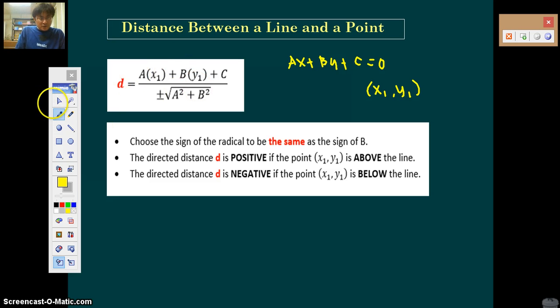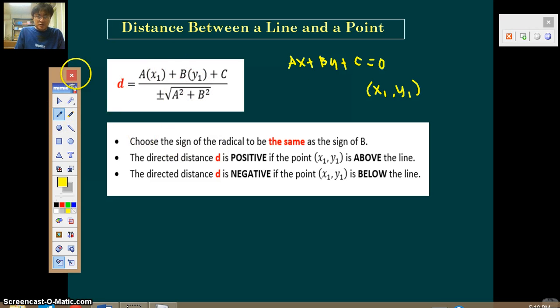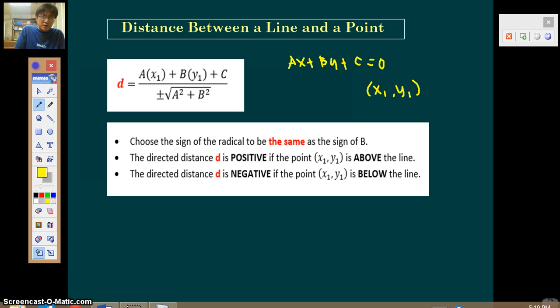Now, important things to remember in using the formula: choose the sign of the radical to be the same as the sign of b. So you choose the sign of the denominator as the same as the sign of b. And with this agreement, this will arise. Take note that the directed distance you will get is positive if the point is above the line, and you will get a negative directed distance d if the point is below the line.